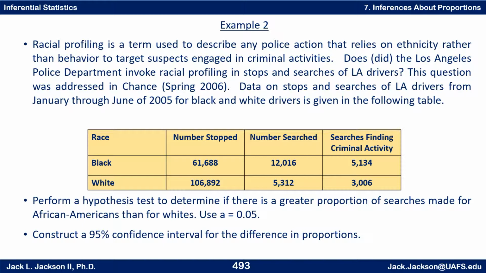So we're going to perform a hypothesis test to determine if there's a greater proportion of searches made for African Americans than for whites. So let's use an alpha of 0.05. Construct a 95% confidence interval for the difference in proportions. Based on our last example, let's see if you can do this on your own using your calculator shortcut. Press pause when you're ready to come back.